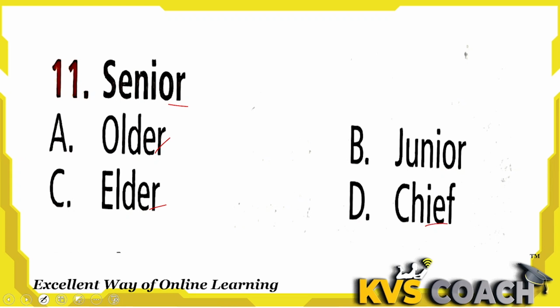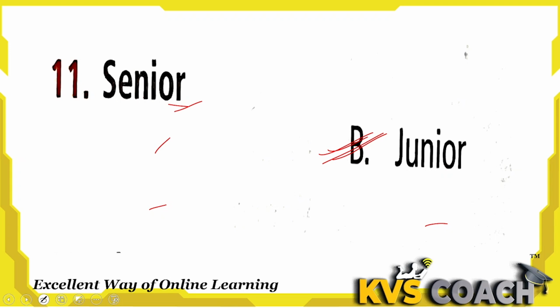So what will be the opposite of senior? That is junior. Junior is at a lower post, or under someone. That is called junior. And the person who has someone under him, that is called senior. So the opposite of senior is junior. Option B is the right answer here.